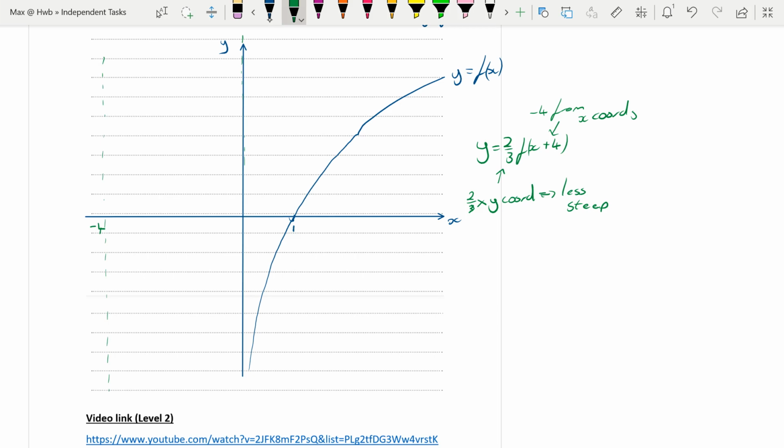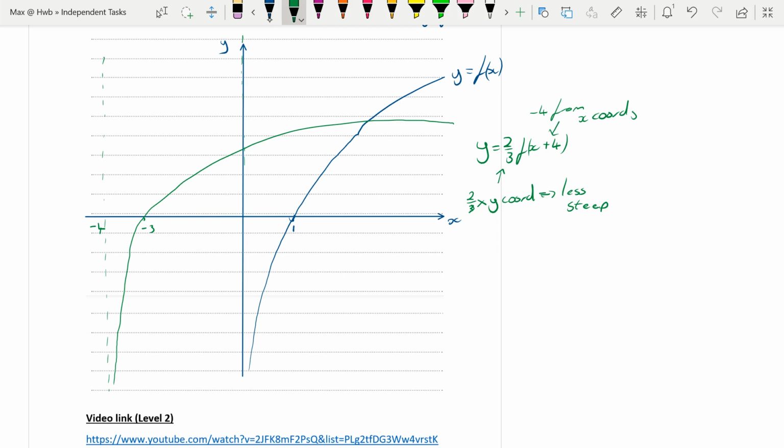Okay, I'm going to take away 4 from it. It's going to get me to minus 3. So it's now going to cross at minus 3. Apart from that, it's going to take the same shape. As I said, it's going to be less steep because I don't really have any y coordinates to deal with. As I get to here, it's going to plateau off a little bit quicker. So that's my new green function there.